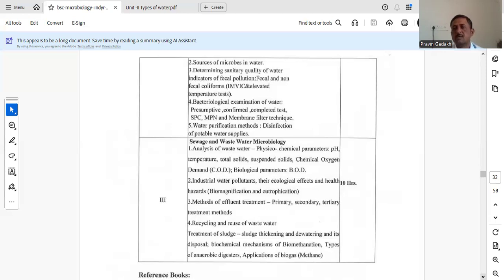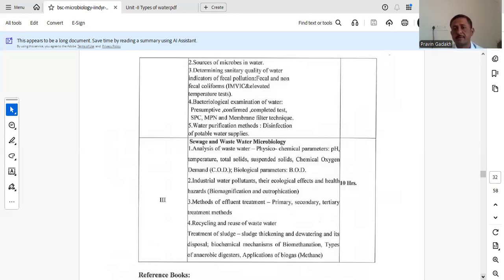So these are the syllabus of your paper, environmental microbiology. In that, we have to discuss these three major modules, in which we discuss what is meant by air, which surrounds everyone, with respect to the microbiological aspect. Again, we have to discuss the quality of drinking water or potable water, and the wastewater and their treatment process.